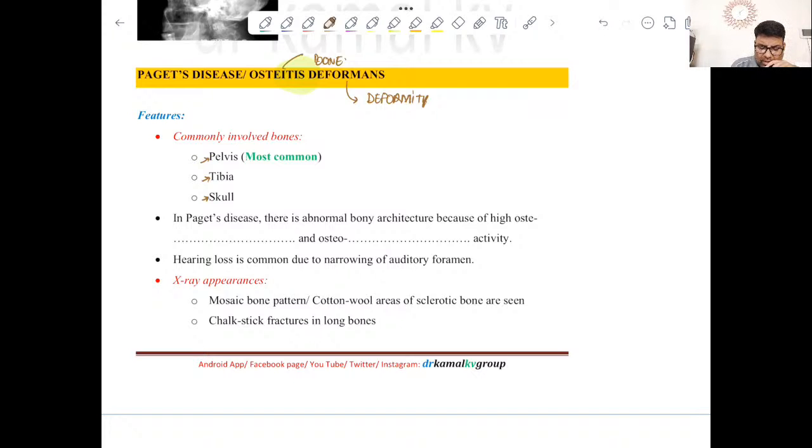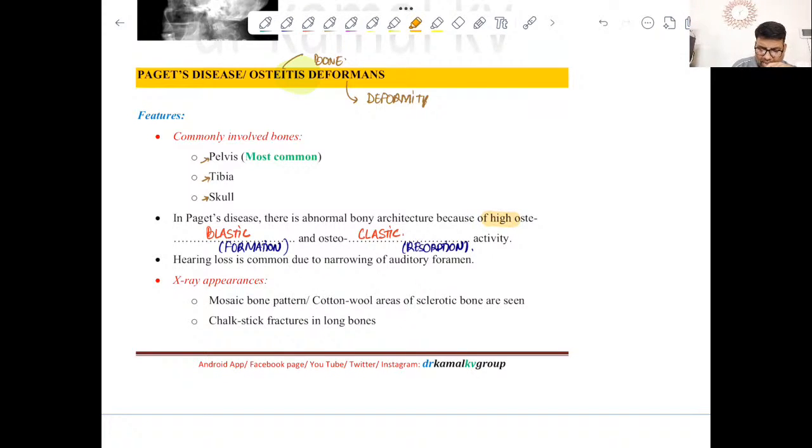there is actually increased or uncoordinated high osteoblastic activity, and osteoclastic activity. Now, osteoblastic is bone formation, osteoclastic is bony resorption. So, this is formation and this is resorption. And this is extremely high and uncoordinated.